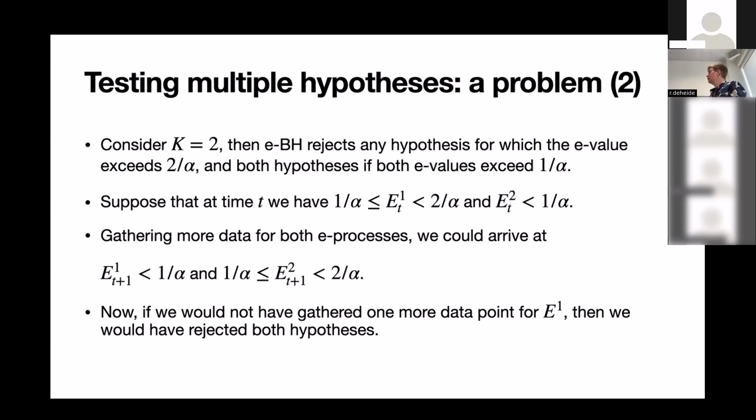So we have gathered data, and therefore we have lost our ability to reject both hypotheses. So we regret having gathered one more data point for the e-process for hypothesis E1. I think that's a problem.